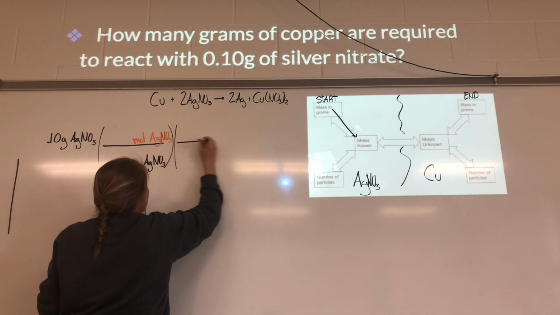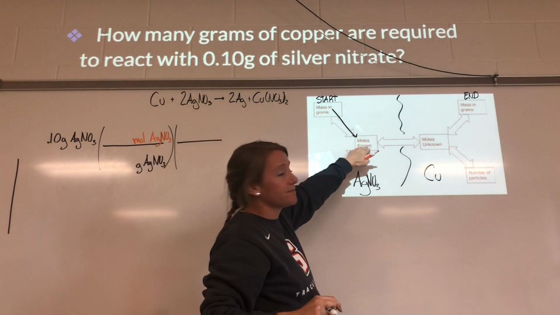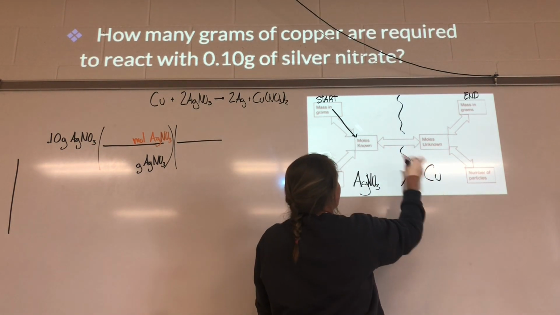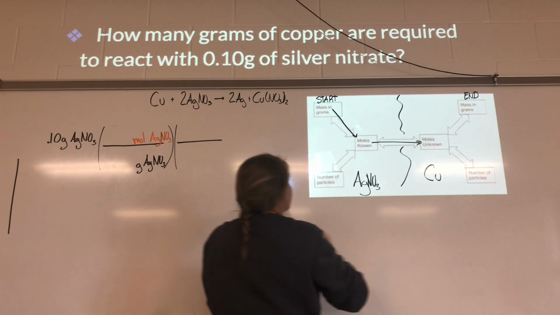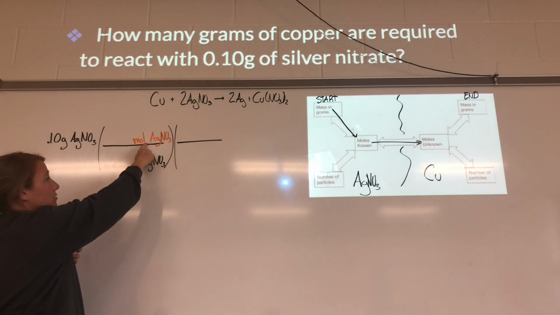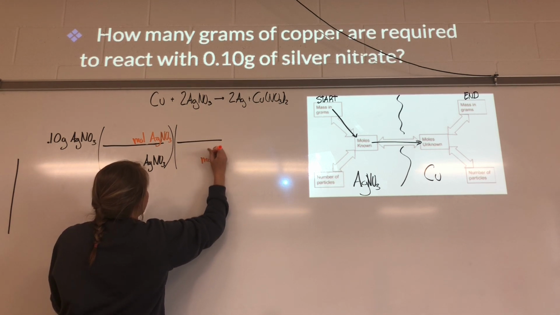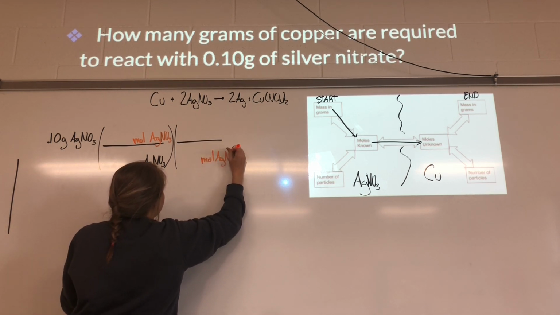So next step, I'm traveling from moles of silver nitrate, and I'm going to moles of copper. So here's my step 2. Okay, diagonal pattern. So wherever you're leaving goes on the bottom. So once again, notice the color. Mole of silver nitrate.